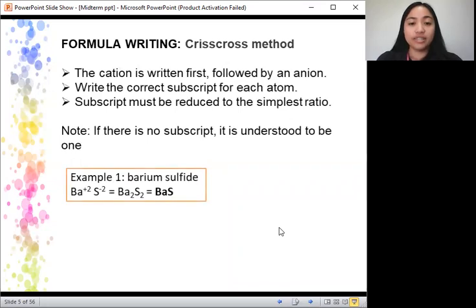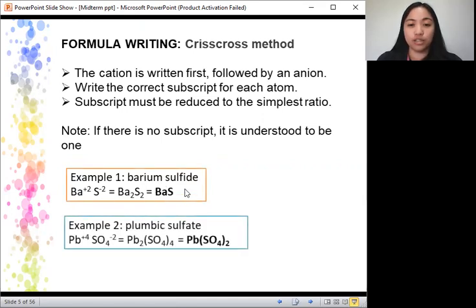For example, barium sulfide. Barium has a positive 2 oxidation state and sulfur has a negative 2 oxidation state. Using the crisscross method, the oxidation states will be the subscript of the other element. The last rule is that the subscript must be reduced to the simplest ratio. That is why the final formula should be written like this.